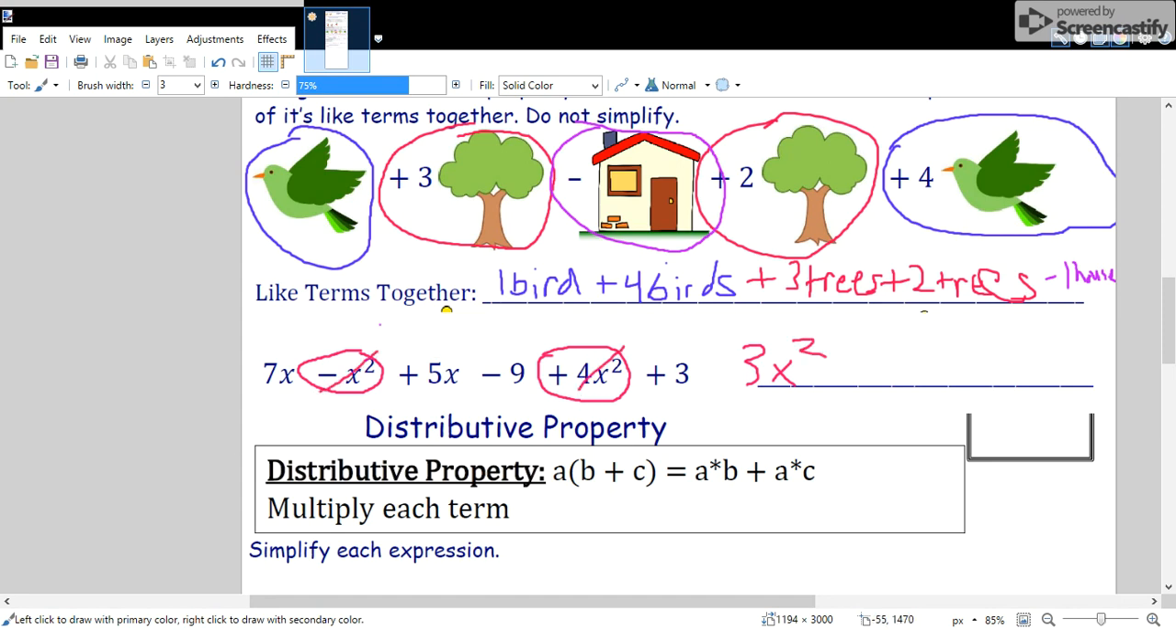Let's do the next one. Let's circle the x's. So we have 7x plus 5x, and that's it. 7x plus 5x equals 12x. So now we're done with those. And let's do the last one, the constants. So we have a minus 9 and a plus 3. Negative 9 plus 3 is equal to a minus 6.